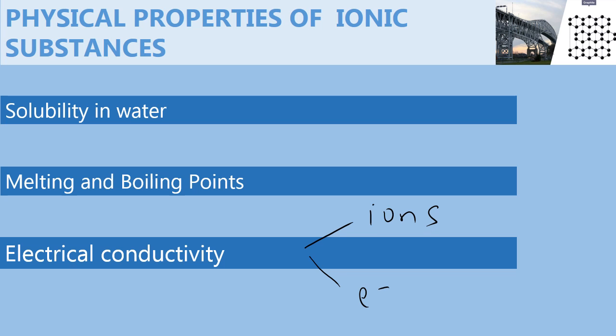But in molten state, when it is heated until it melts, the ions are free to move, and we say they are mobile ions. So they can move from one point to another and therefore enable them to conduct electricity. Similarly, in solution form, once the ionic compound dissolves in water, the ions become free to move from one point to another and they can conduct electricity.